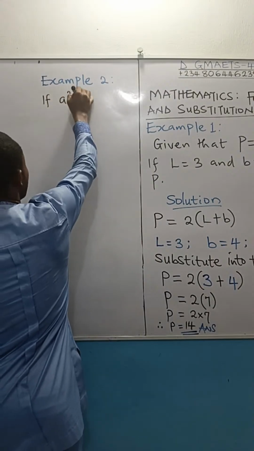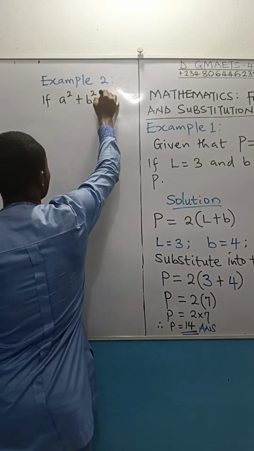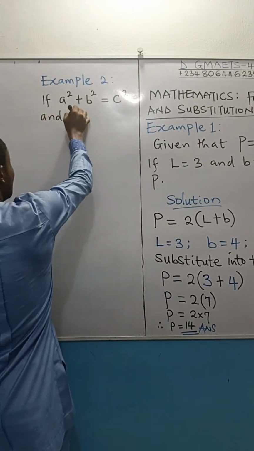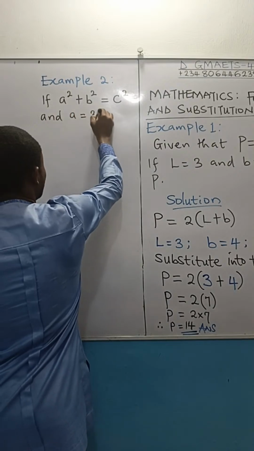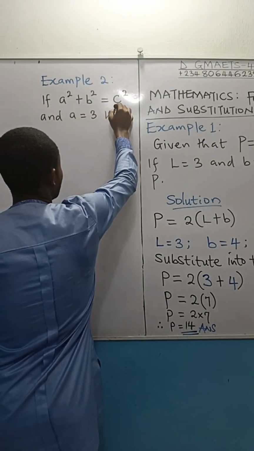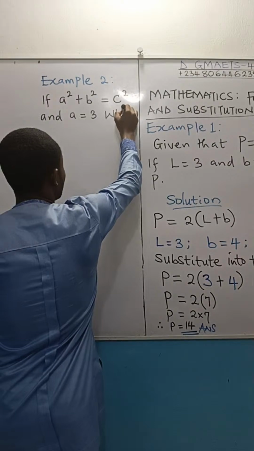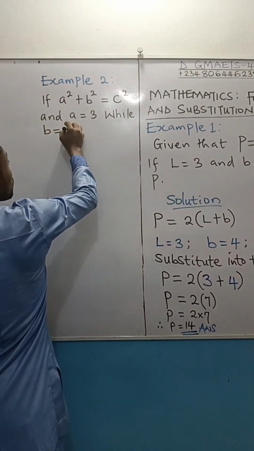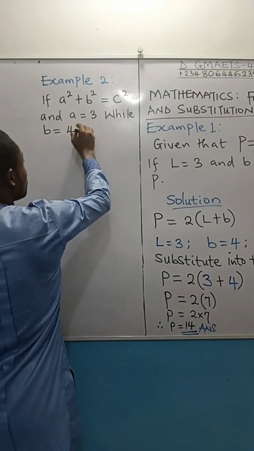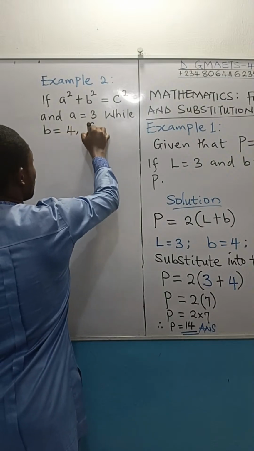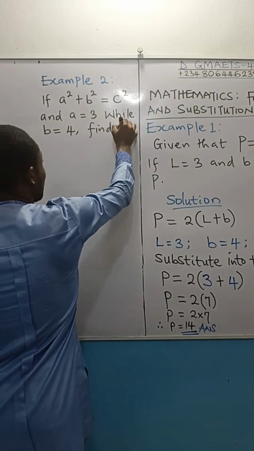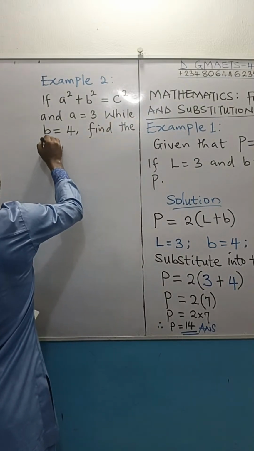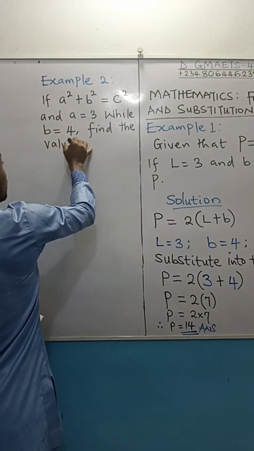If a squared plus b squared equals c squared, and a equals 3, while b equals 4, find the value of c.